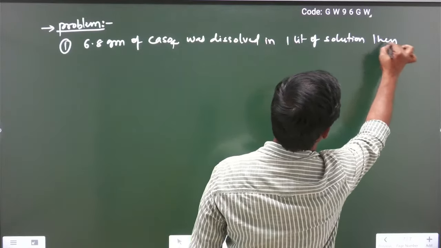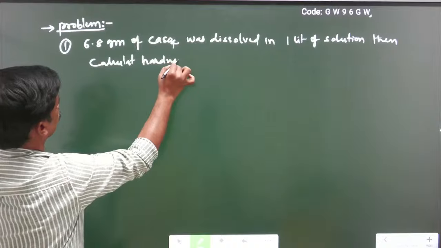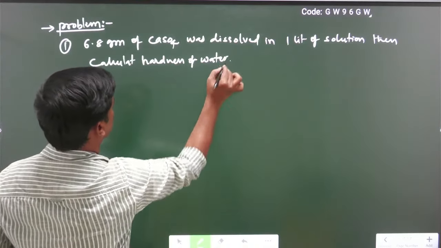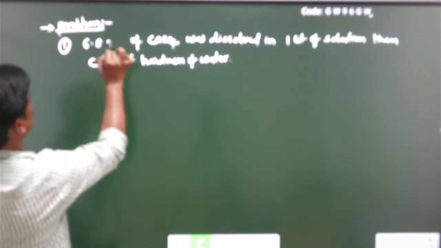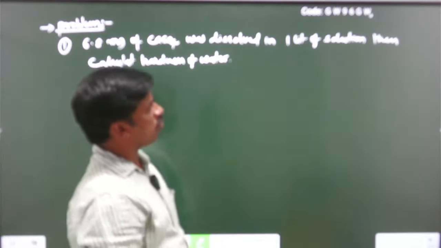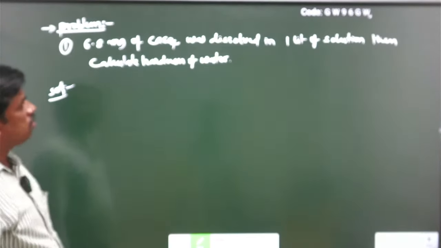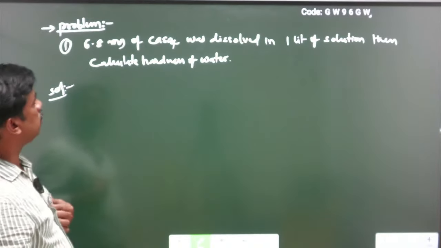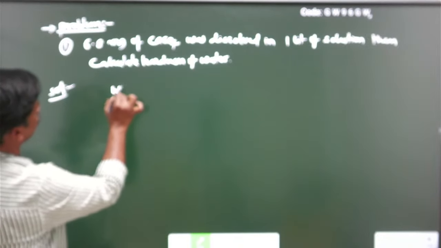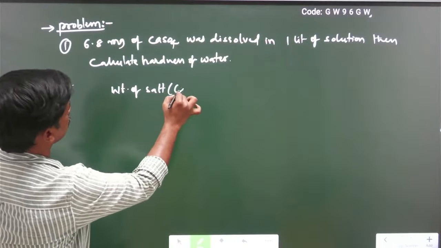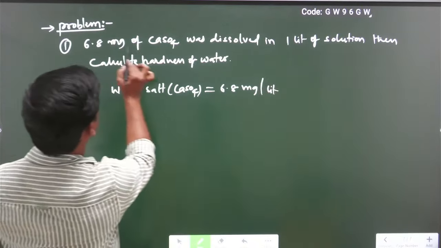Then calculate hardness of water. Here you can change the units, milligrams you can write. 6.8 milligrams of calcium sulfate was dissolved in 1 liter of solution. Then calculate hardness of water. How to solve this problem? Given information: the weight of salt, which is calcium sulfate, is 6.8 milligram per liter.